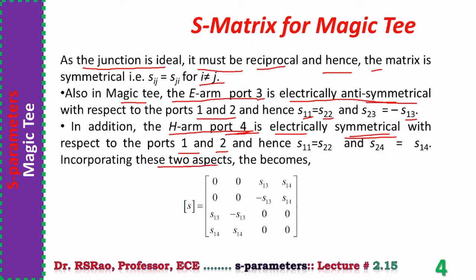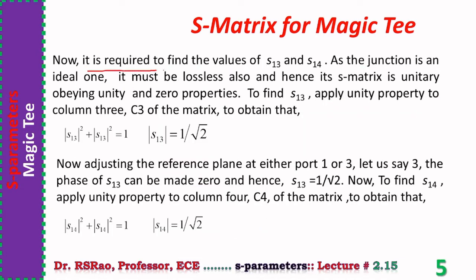Incorporating all these aspects, now the matrix becomes 0, 0, S13, S14; 0, 0, minus S13, S14; S13, minus S13, 0, 0; S14, S14, 0, 0. Notice the unknowns right now in this matrix. Their number is 2. One is S13, another is S14. From 16 unknowns we have come to a point where the number of unknowns is just 2. Now it is required to find the values of S13 and S14.